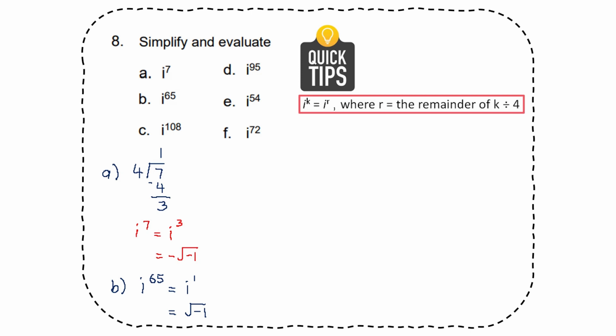For question C, when we divide 108 with 4, we didn't have the remainder of it. In other words, your i to the power of 108 will be i to the power of 0, and the answer will be 1.